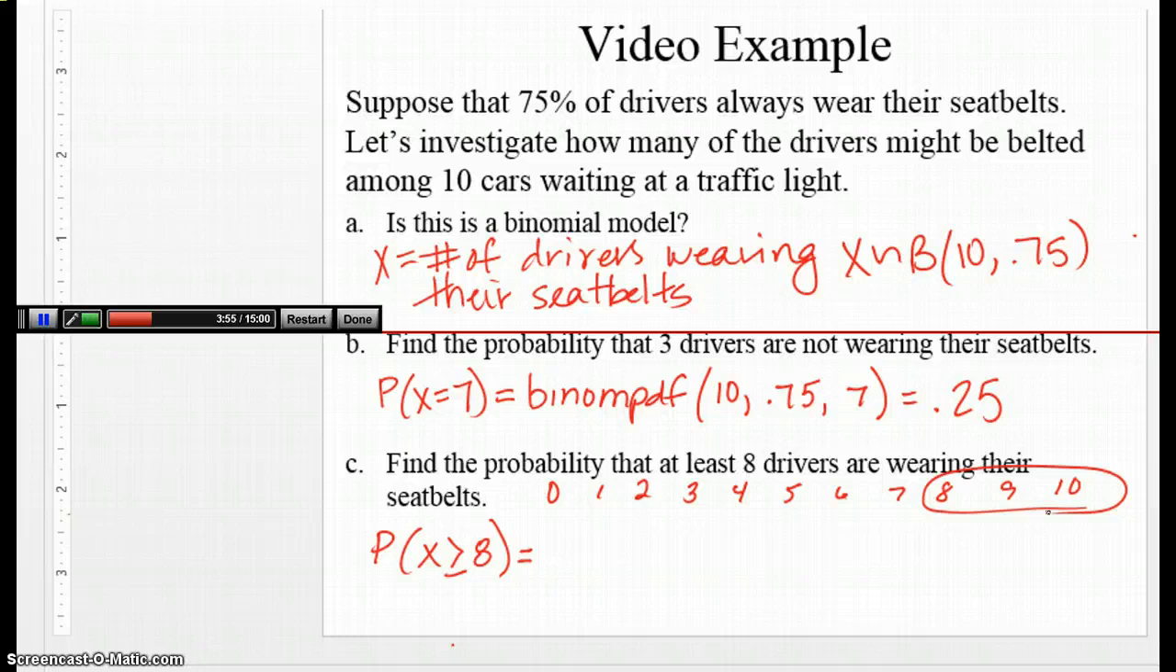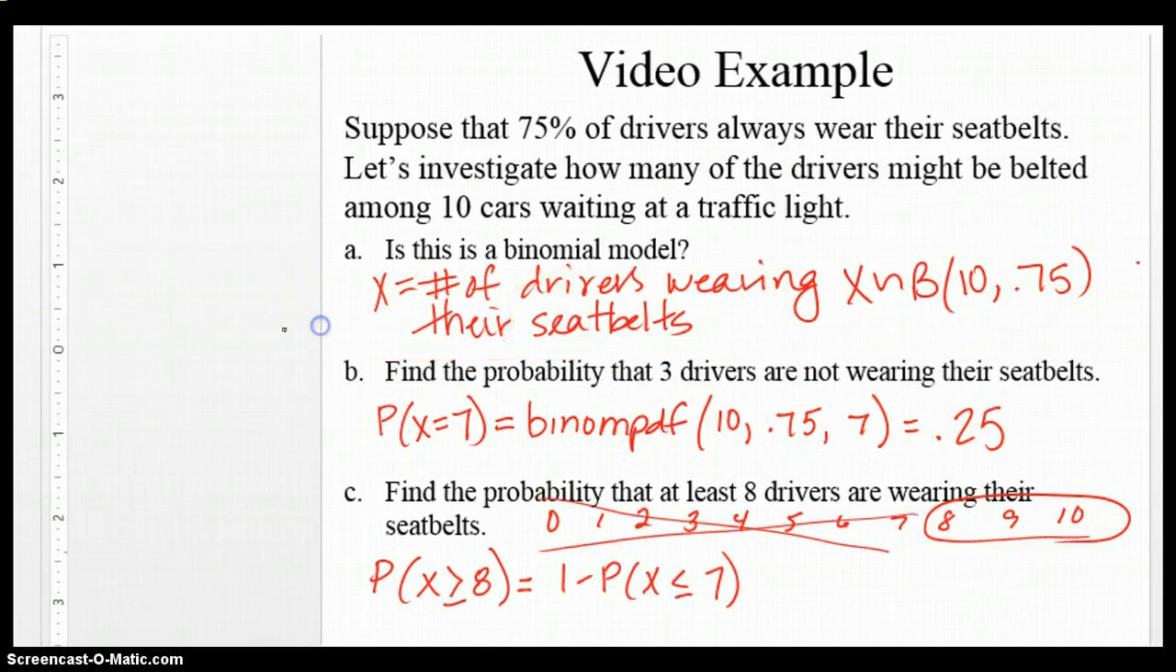But because this only does CDF, it's cumulative, and therefore it will only do less than or equal to something. So to get greater than or equal to 8, we have to do 1 minus the probability that X is less than or equal to 7. Here we don't want X less than or equal to 7, so we're going to subtract that off. So this is 1 minus binomial CDF, n, p, x. So this will be 10, 0.75, 7.